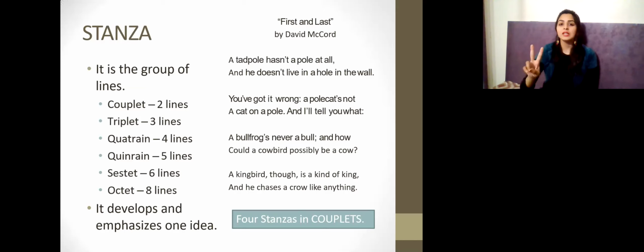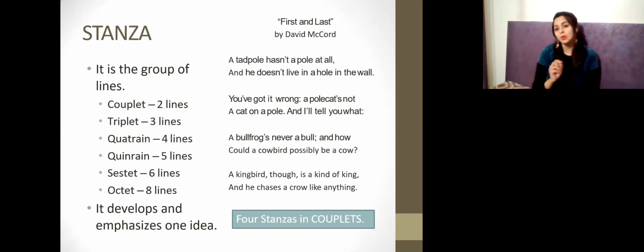Okay. The second element of poetry is stanza. It is a group of lines. Just now I said the 4 lines in the first example make one stanza. Let's move ahead. It is a group of lines. Couplet, that means 2 lines. Triplet is 3 lines. Quatrain is 4 lines. Quadrille 5 lines. Sestet 6 lines, and octet 8 lines. So a stanza can be developed from 8 lines maximum, not more than that.